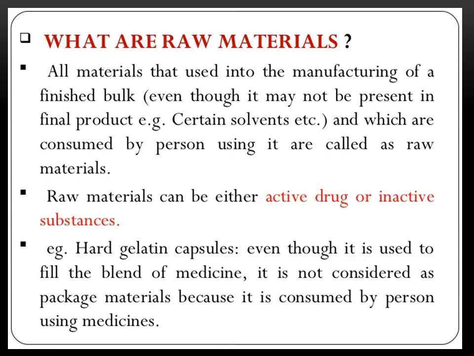Raw materials: all materials that are used in the manufacturing of a finished product, even though they may not be present in the final product. For example, certain solvents, etc., which are consumed by the person using it, are all called raw materials. Raw materials are the basic commodity from which finished goods are made. They may be primary, processed, or even manufactured products.